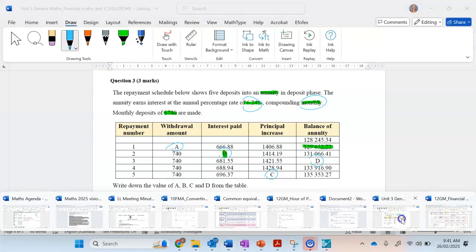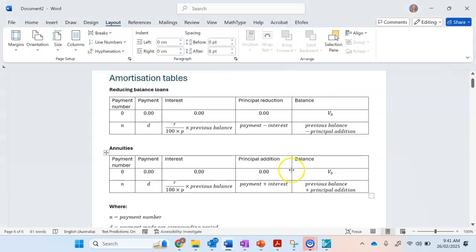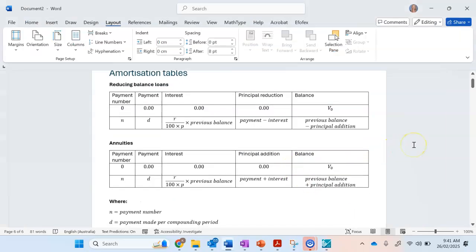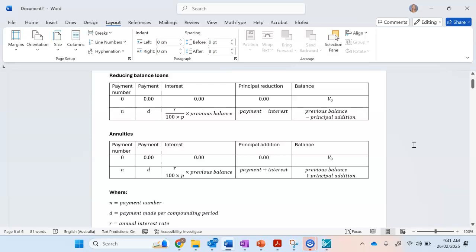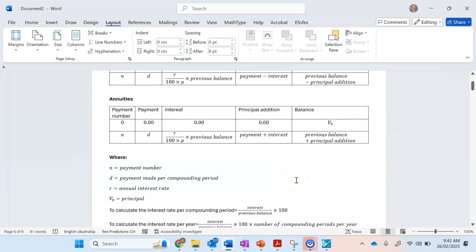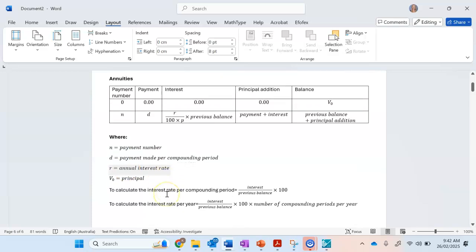So I've created, oops, that's not what I wanted. This one here. All right, so just for amortization tables, we're looking at the annuity. So we're making a principal addition, so an annuity investment. We've got our payment numbers, payment we've already done, and the interest. So we're going to use this formula here. So the R over 100 times P times the previous balance. So just below R is your annual interest rate, and have I defined P?